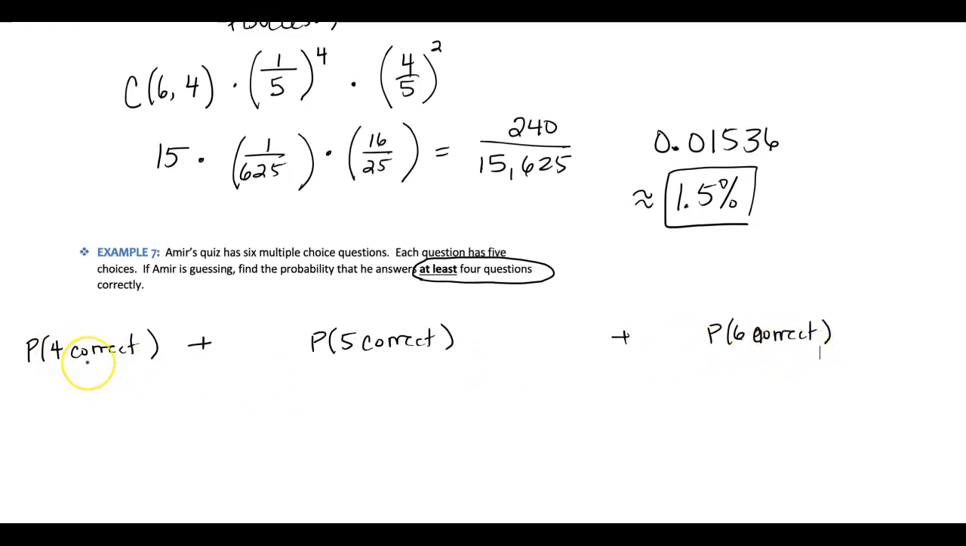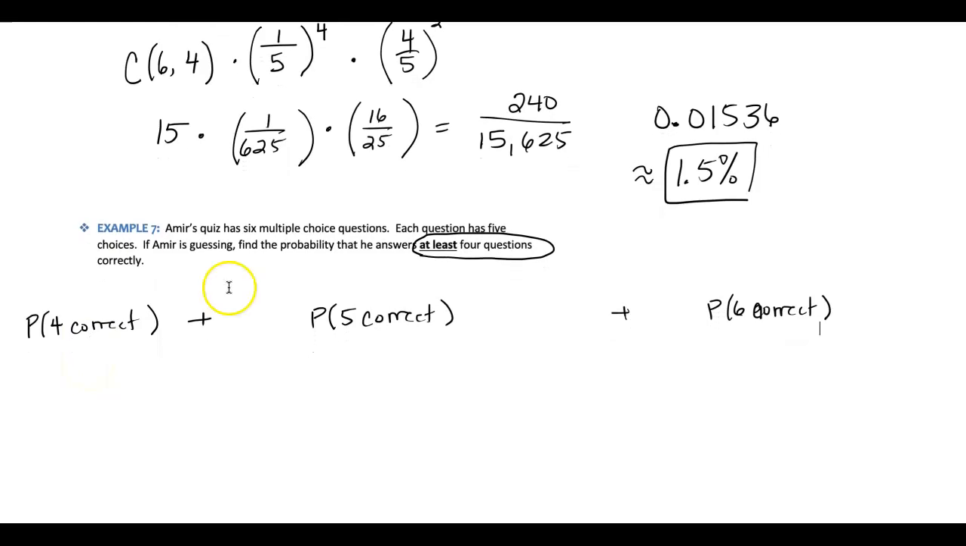Well, we were just looking at the probability of 4 questions correct, and that gave us a combination out of 6 questions, get 4 right. If there are 5 choices, 1 out of the 5 are correct, and we need to repeat that 4 times. And 4 out of the 5 are incorrect, and that needs to be repeated twice. And that gave us a total of 240 out of 15,625.